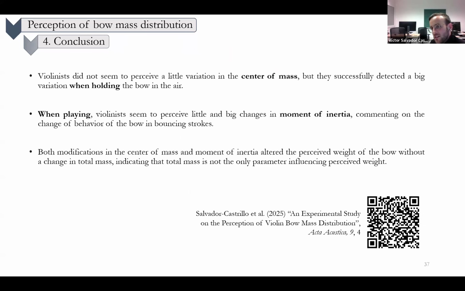So as a conclusion of this first study, we see that violinists did not seem to perceive variations in center of mass, at least not as much as a variation in the moment of inertia when playing. But when they were holding the bow, they did perceive the big variation in the center of mass position, and they perceived it as a lighter bow.